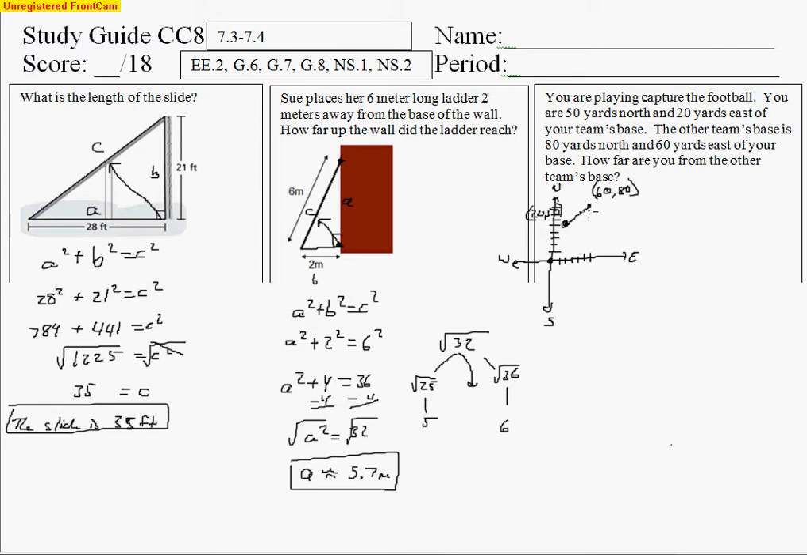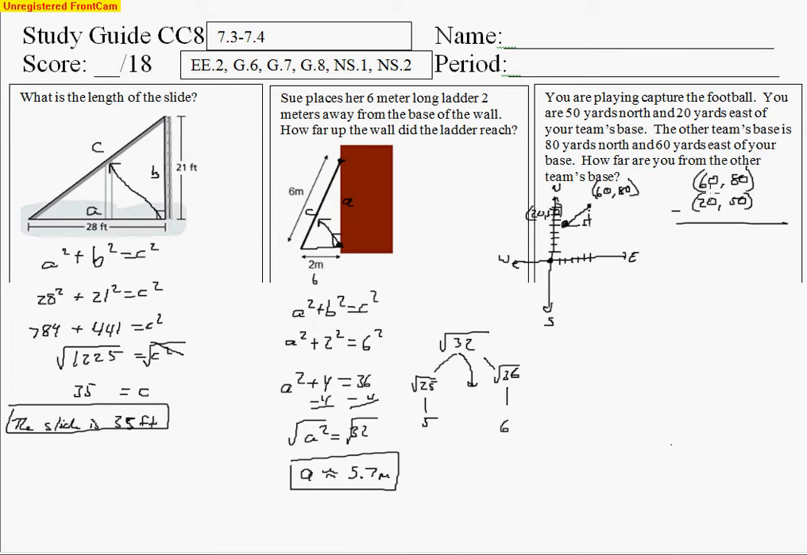So I'm going to set up a triangle here, a right triangle. So I need to find out what this distance is. So looking at these numbers a little bit closer, I have 60 and 80. Here I have 20 and 50. So you see, if I subtract these numbers, that gives me the difference, and that's what I'm looking for, is the differences.